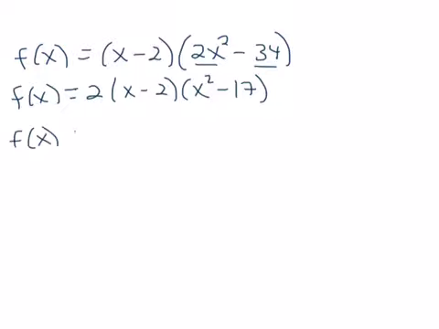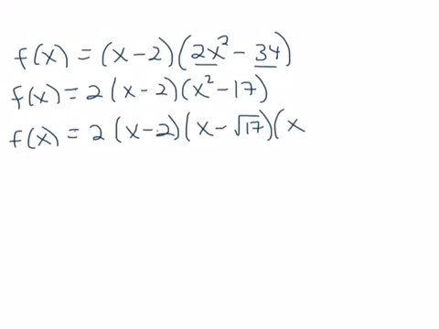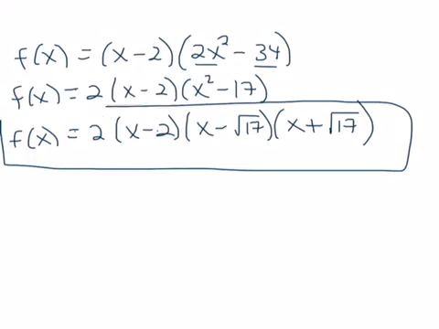We're just going to factor that. Let's write in the 2 and the x minus 2. And that would factor to x minus the square root of 17 and x plus the square root of 17. Now I know I've completely finished factoring, and this is my final answer because all of my x's are x to the 1 power, and I have no more x squareds. So there is my f of x factored over the real numbers.